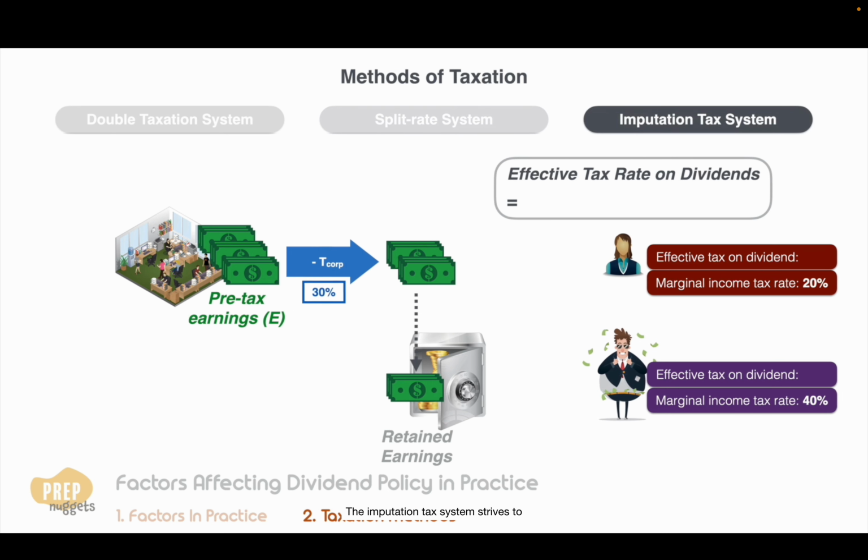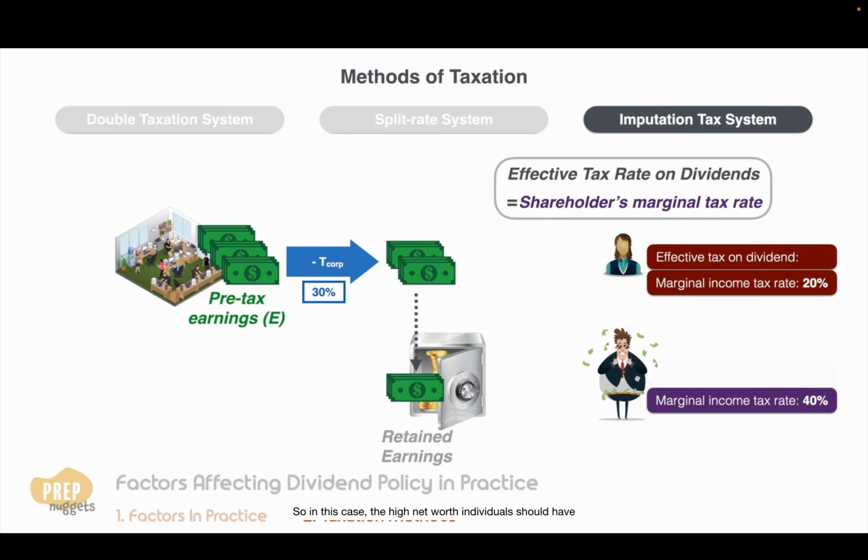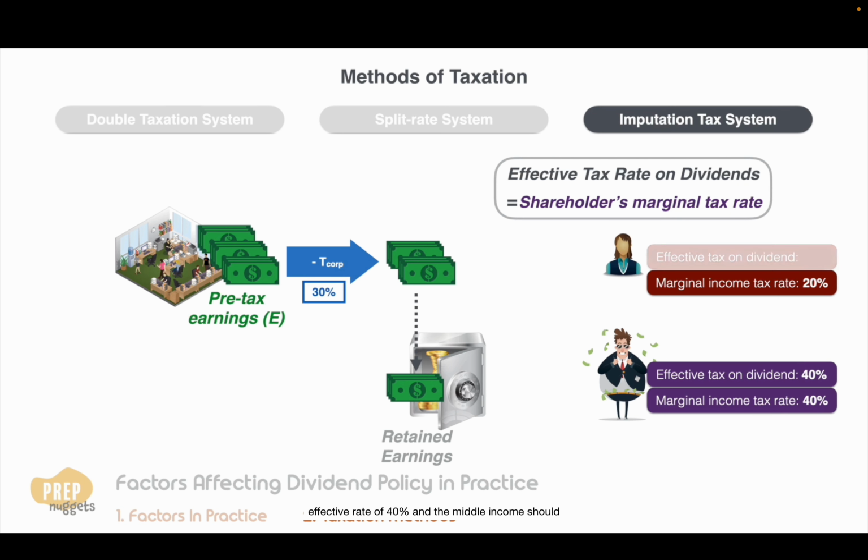The imputation tax system strives to bridge this gap, such that the effective tax rate on dividend is simply the shareholder's marginal tax rate. So in this case, the high net worth individual should have effective rate of 40%, and the middle income should have effective rate of 20%.